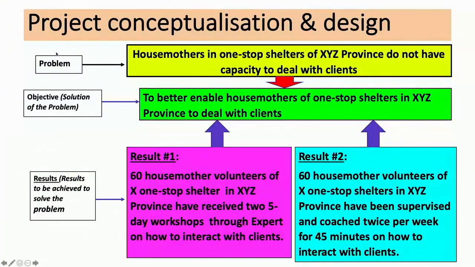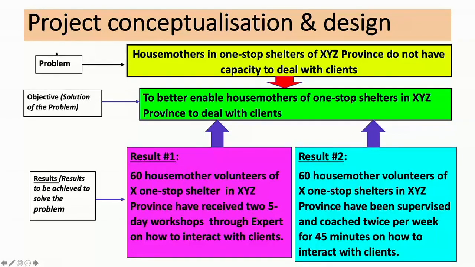The problem we have: house mothers in a one-stop shelter of XYZ province do not have capacity to deal with clients. That's the problem statement we have. We said this now needs to be reformulated into a positive statement. So our project objective, what we want to achieve with this project, is to better enable house mothers of one-stop shelters in XYZ province to deal with the clients. So that's our objective. How will we achieve that objective?